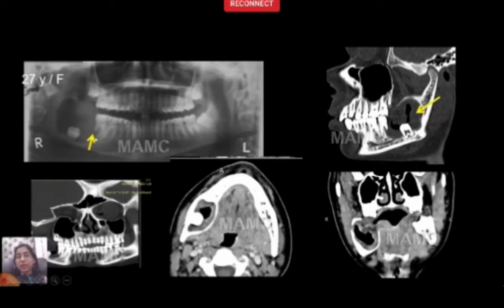When you see multiple odontogenic keratocysts in a child, think of Gorlin-Goltz syndrome or nevoid basal cell carcinoma syndrome, and this is one such case with accompanying dural calcifications and rib anomalies.